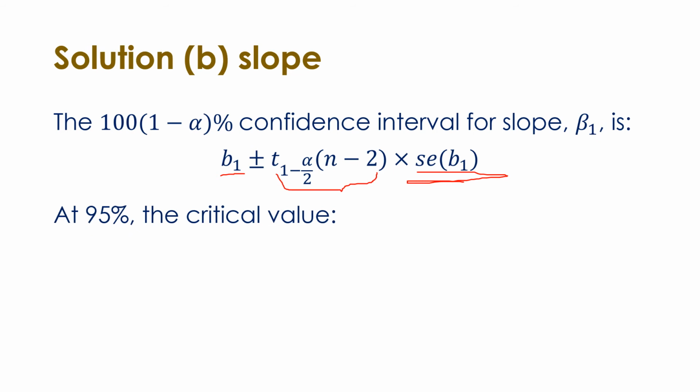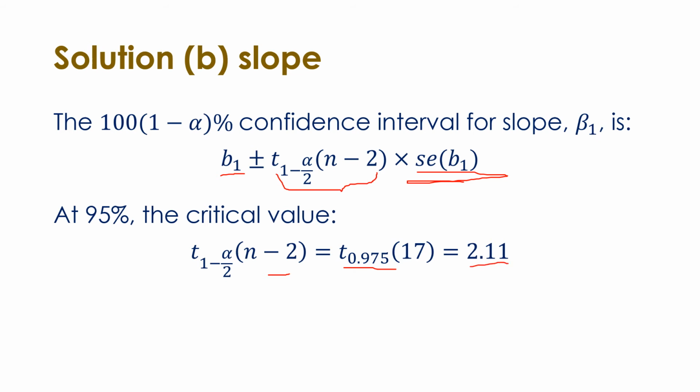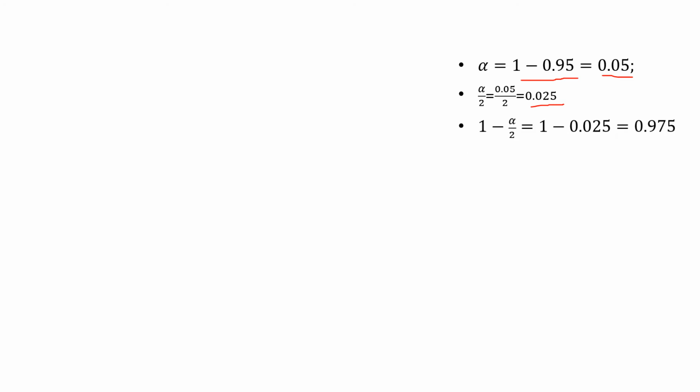Now at 95%, the critical value that we need is going to be t of 1 minus alpha over 2, which is equal to 0.975, and this gives us 2.11. I'll show you just here in slide how you get that. Okay, so here we have got our alpha is equal to 0.05. That is 1 minus 0.95, because we are using the 95% confidence interval. So now alpha over 2 is going to be 0.025, and then you have got 1 minus alpha over 2, which is 1 minus 0.025, which is equal to 0.975, and so your n is 19.